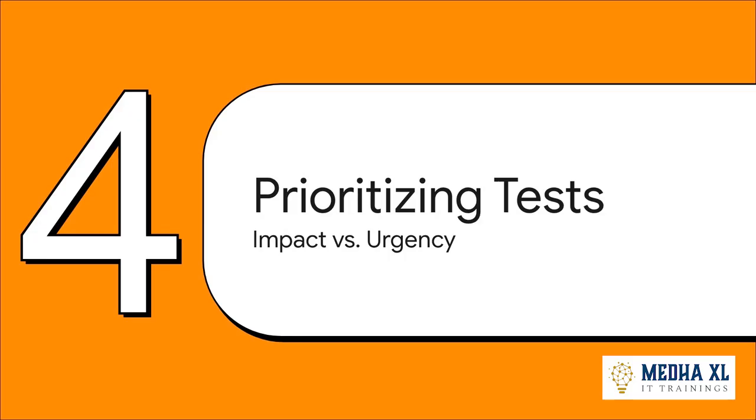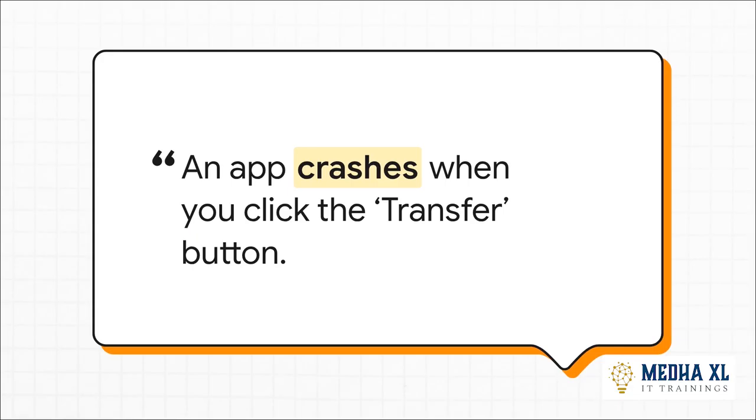Now, finding bugs is obviously a huge part of the job. But what separates a good tester from a great one is knowing which bugs actually matter the most. This is where we shift into more strategic thinking, talking about impact and how you prioritize your work. So let's break down severity versus priority.